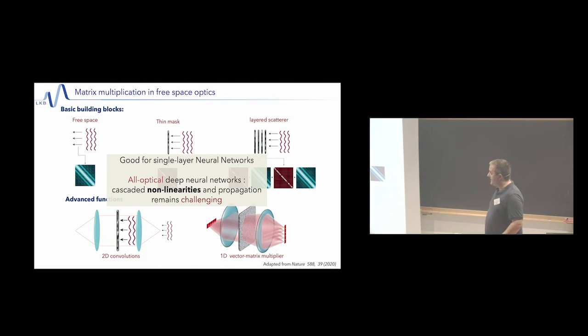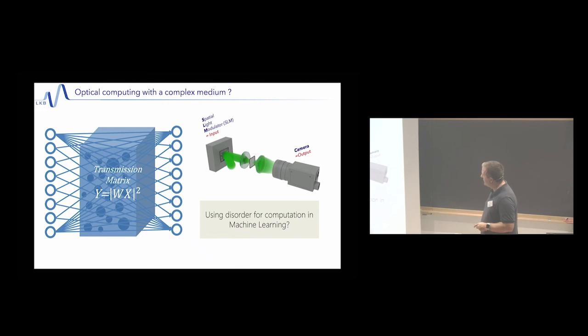So the general idea is that optics is good for single-layer neural networks, but of course a deep neural network is something else. You would need nonlinearities on the way, and that's still very challenging. So what I want to briefly show you is why a complex medium can be useful for that. Because a complex medium is basically making a matrix multiplication, where the matrix is given by the random medium. That's exactly what I was measuring before. So can you use this for computation?